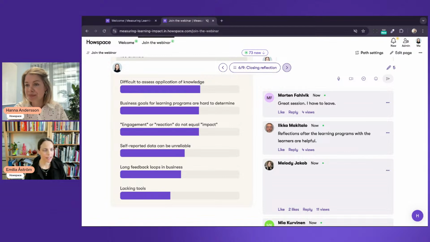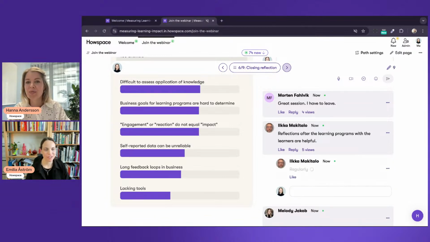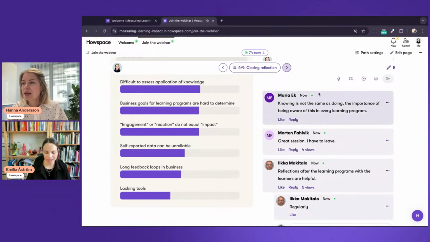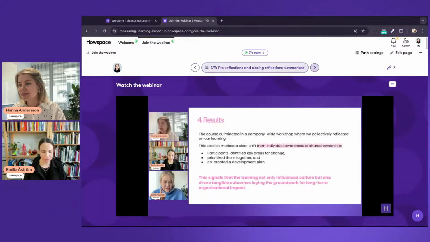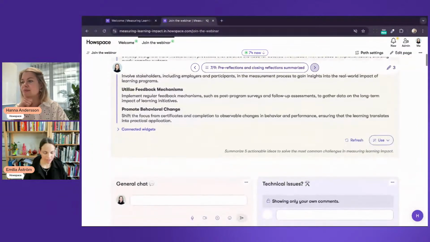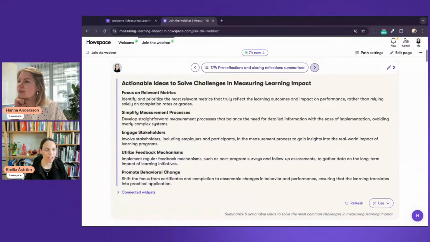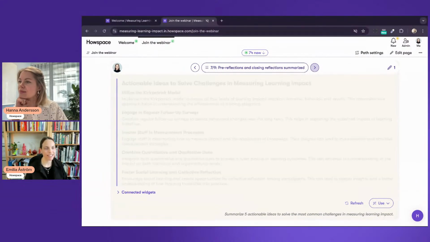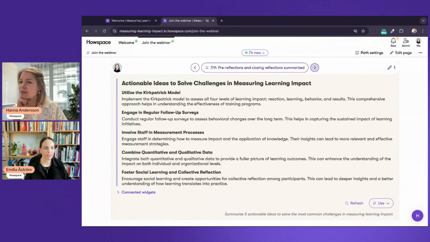Now it sounds like the chat is cooling down a little bit. Yeah. So I think that's a good sign to move on to the next page. So we still have some time for questions, but before moving on to that, we wanted to invite you here, and here you're going to get access to this afterwards. We have a whole list of actionable ideas that you can use to solve challenges in measuring learning impact that we came up with, all of us here together.